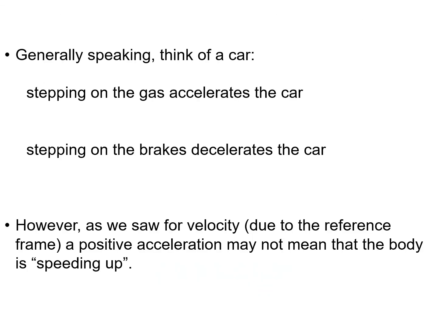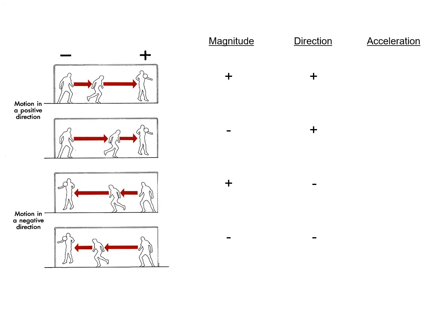So another way of looking at this, let's think of riding in a car. When we step on the gas, the car accelerates, so we see an increase in velocity. Okay, we see a positive acceleration, a positive or increase in velocity. When we step on our brakes, we decelerate the car, so we're looking at a decrease in velocity, so we'll have a negative acceleration. However, as we saw for velocity, depending on the reference frame, a positive acceleration may not mean that the body is speeding up. It may be because of a change in direction.